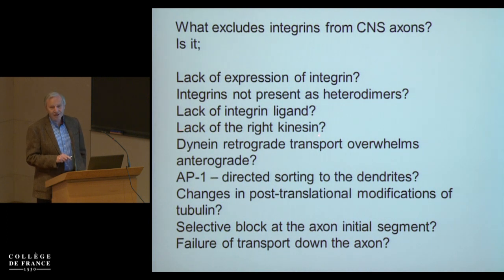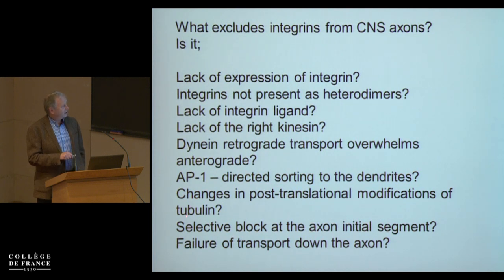Is there a lack of a correct kinesin? No, there are two main kinesins, kinesin 1 and kinesin 2, that travel down axons. So that's incorrect. Is it because there's too much retrograde transport with dynein? No, when we block dynein transport, we still don't get integrins going into the axon. Is it because there's a sorting process directed by AP1 or one of these sorting processes, which is directing the integrin to dendrites? The answer is no, that doesn't seem to be happening, because when we block that process, the integrins still go to the dendrites and not the axons.